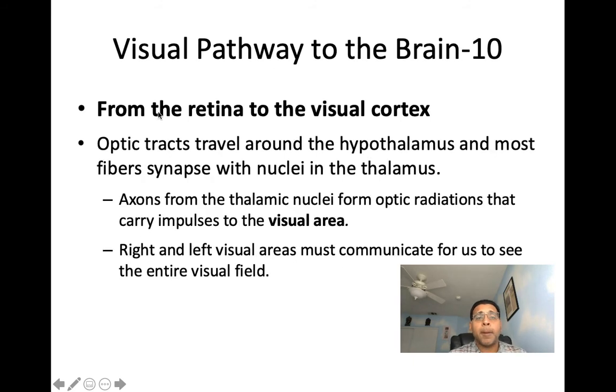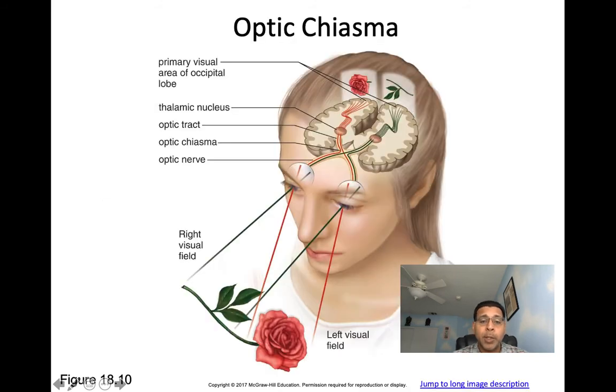Now, when we talk from the retina to the visual cortex, the optic tracts travel around the hypothalamus, and most fibers are going to synapse with nuclei in the thalamus. The thalamus is going to behave as the relay station here. Now, axons from the thalamic nuclei form optic radiations that are going to carry impulses to the visual areas we saw. And the right and the left visual areas must communicate for us to see the entire visual field. So that's what you can see here.